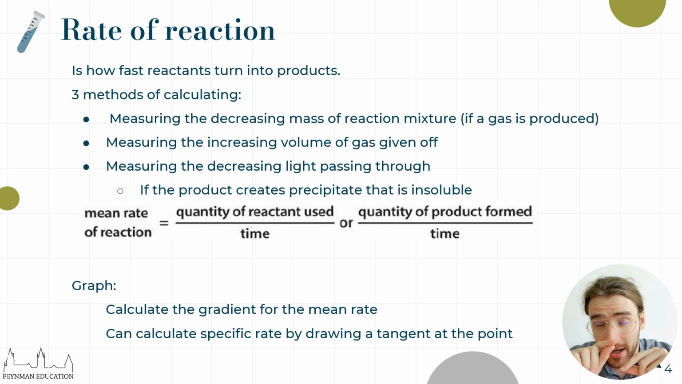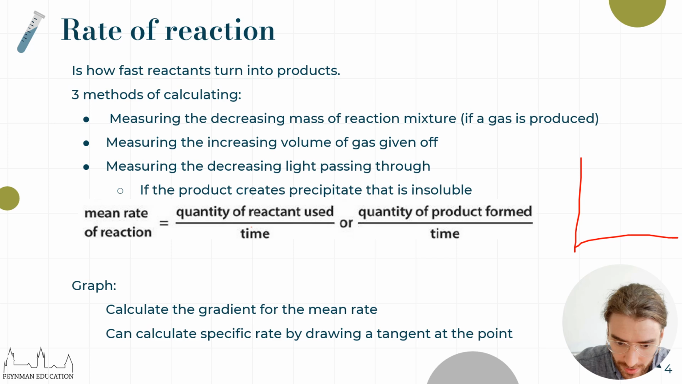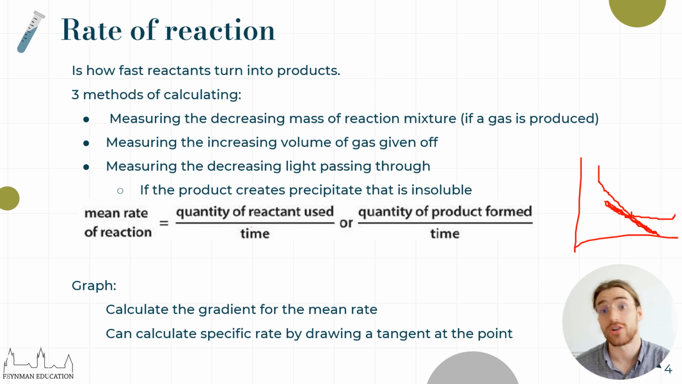If it is, however, an exponential graph, you can work out the gradient at a certain point by drawing a tangent line. I will attempt to draw it here. So let's say it's something like that. I can work out the specific rate of a reaction at this point by drawing a tangent line that'll go through that point. And then I can calculate the gradient of that tangent line and figure out what the rate is.